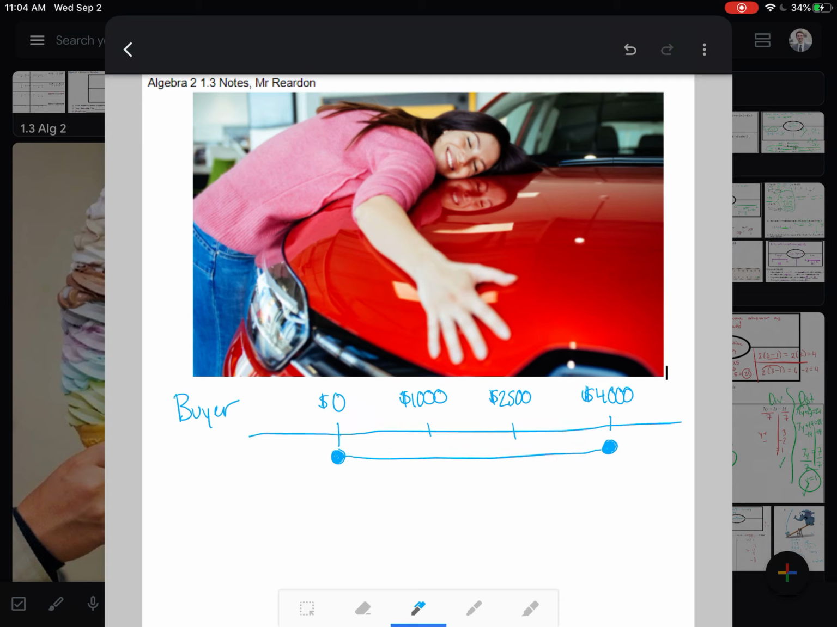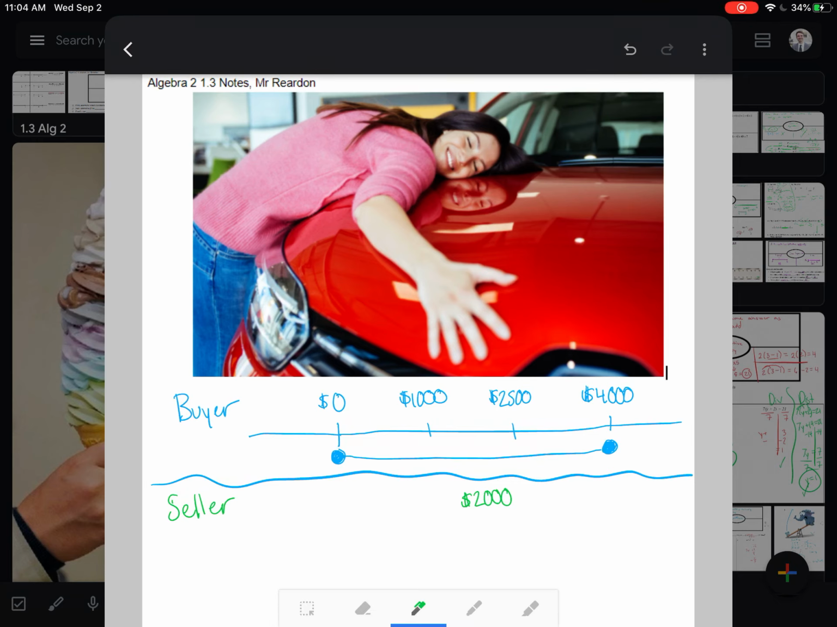So that's what it looks like. Okay, now let's take a look. I'll do this in a different color. If I'm a seller, selling the car, and I buy the car that you're trying to purchase, let's say that I buy it for $2,000.